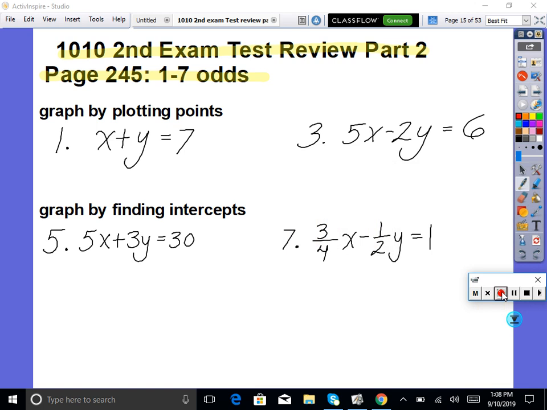Okay, the second half of the review is on page 245. Okay, so it says graph by plotting points. I'm not going to go through this. We've seen this plenty of times.